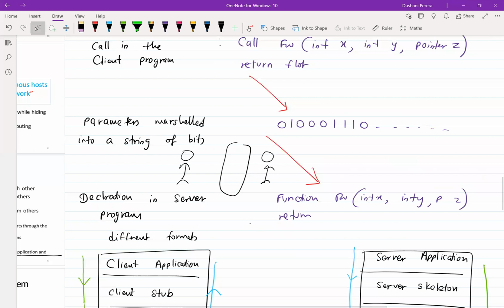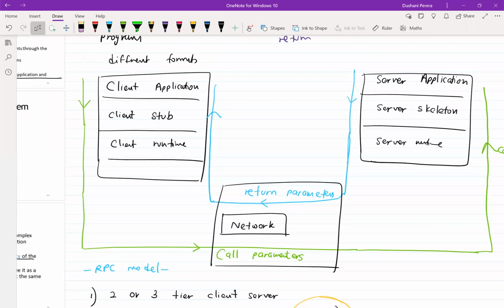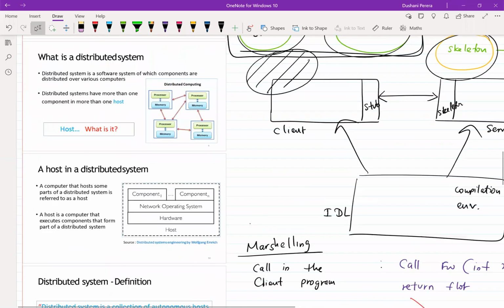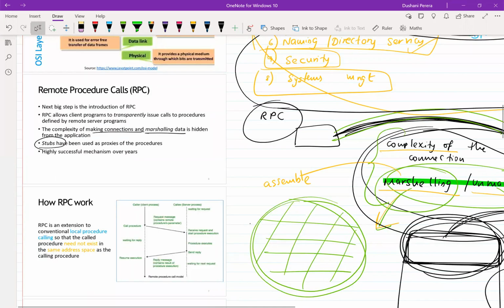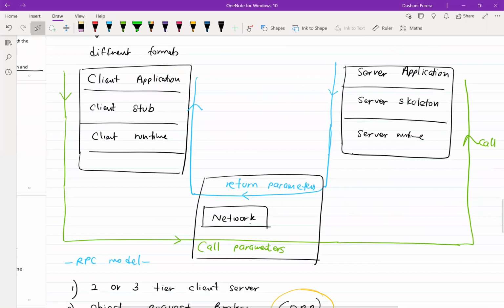And then we discussed an example for marshalling, unmarshalling, and thereafter this is the RPC model, which is explained in this slide as well. This one, the communication, how the communication happens between the 2 sides, the client and the server. So that is the basic model, how it happens.